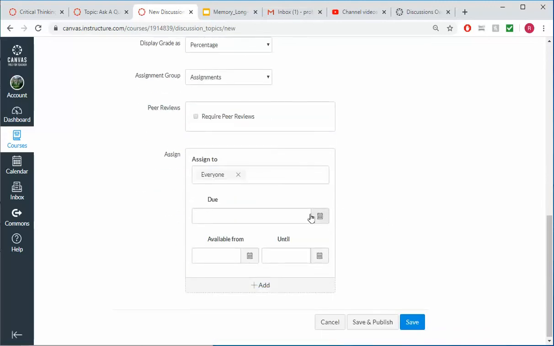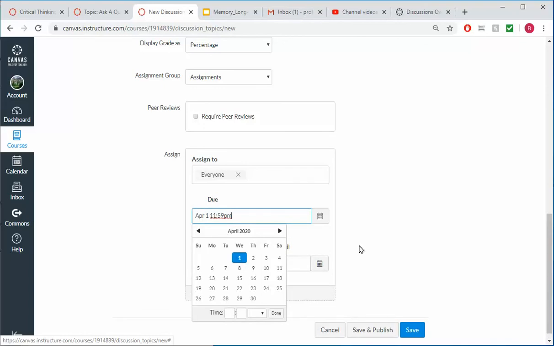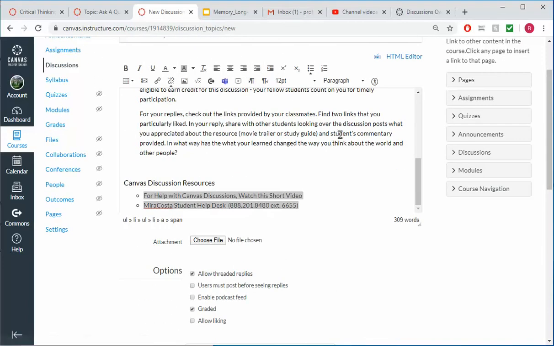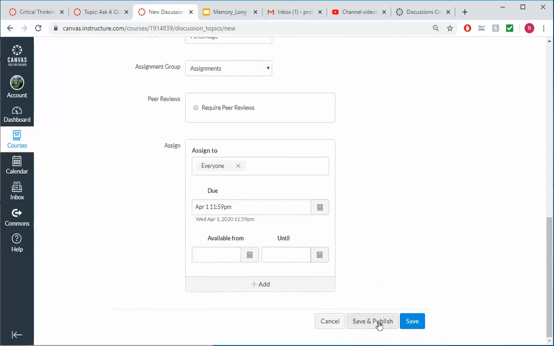And due date, let's see. For the due date, I'm going to put it on Wednesday, April 1st. That is, I'm going to put it on the date that the initial post is required, because that's the critical date. Then they just got to know to come back and make that final post by the Saturday deadline. Okay, good. And save and publish.